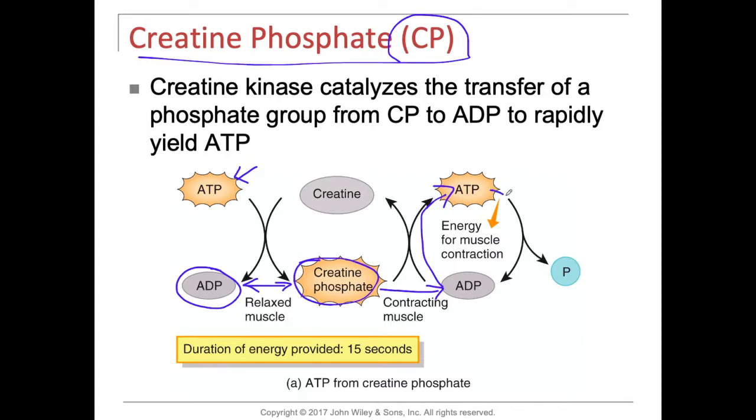When it's hydrolyzed, ATP goes back to ADP, and there is your CP, your creatine phosphate. Okay? And the enzyme that helps to do this is called creatine kinase. Remember, anything that ends in ASE is an enzyme. That's going to catalyze the transfer of the phosphate group, right? The phosphate group is this, creatine phosphate. It just transfers it from creatine phosphate to ADP. And when it does that, it yields ATP, which is right here.